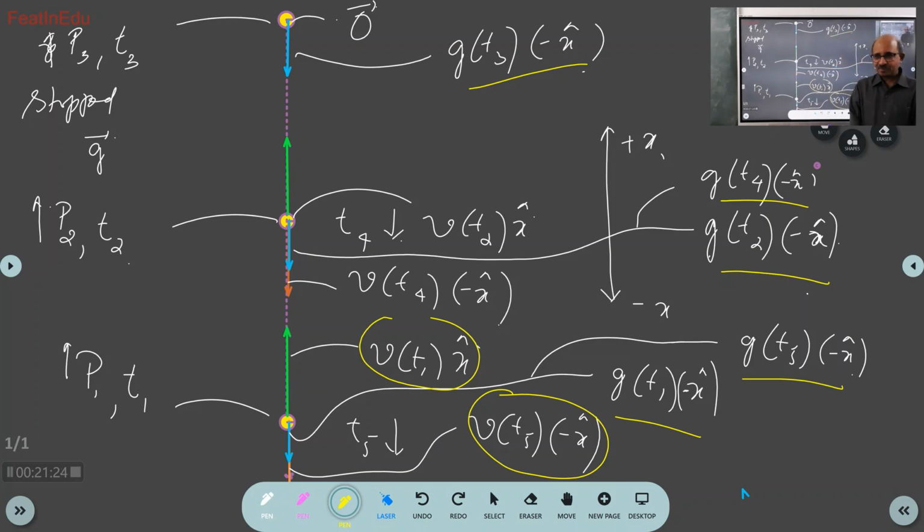Anything you want to ask here? Good. How many forces are acting on this body? Sir, one. Louder. One. Only one force. What is that force? Gravitational force. What is gravitational force?